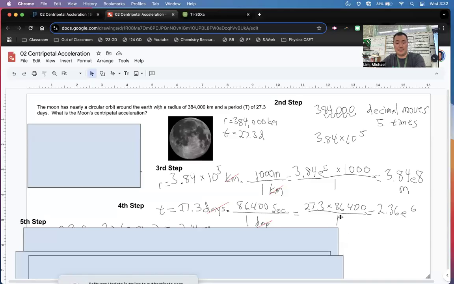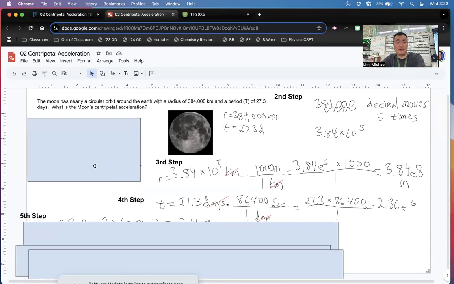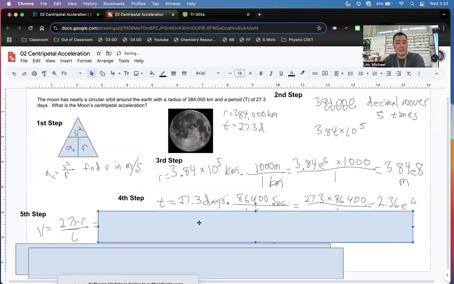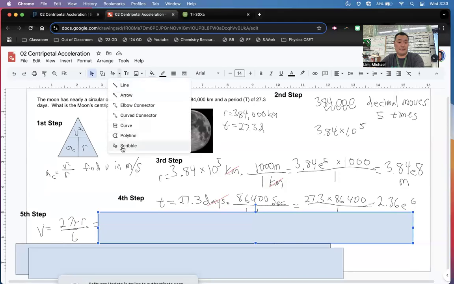or E6. Now we use these values to plug in for our acceleration. Our acceleration is velocity squared over radius. And this is centripetal acceleration. So we plug in from our previous problem, the formula for velocity of an object traveling in a circular motion is 2 pi r over t.